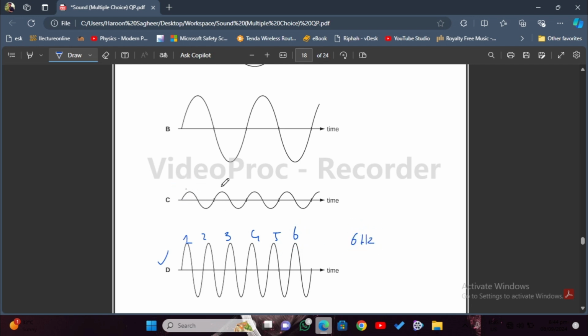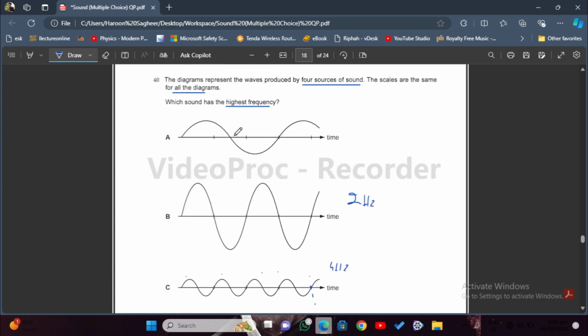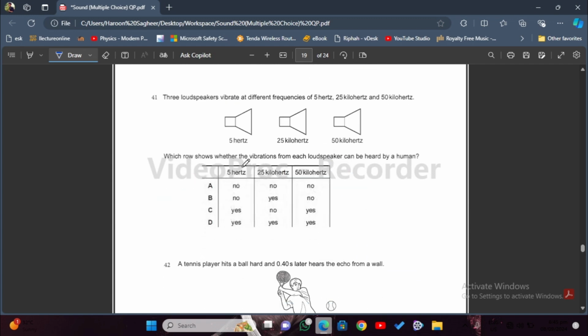Here we have 1, 2, 3, 4, 4.5, or you can say 4. Okay, so 4 Hz. Here it is 2 Hz. And here we have like 1.5 Hz. Okay, that wave is almost half. So option D is correct.